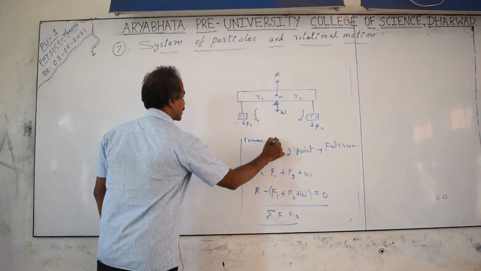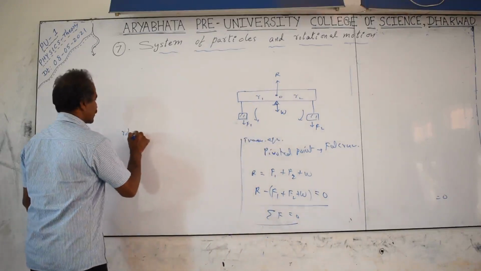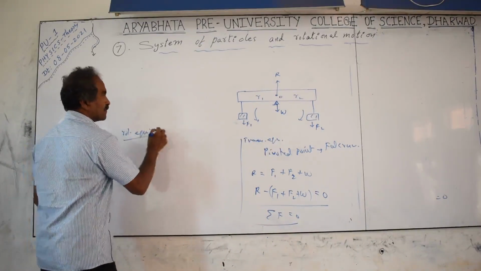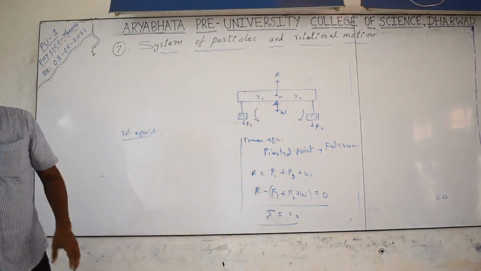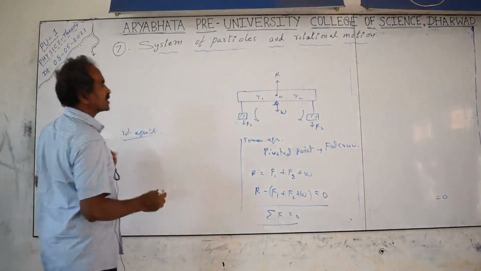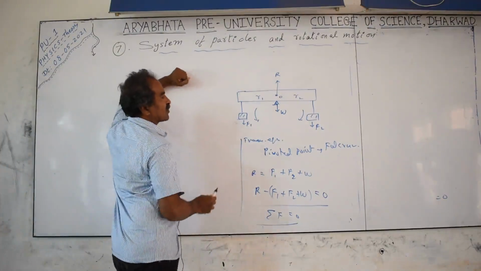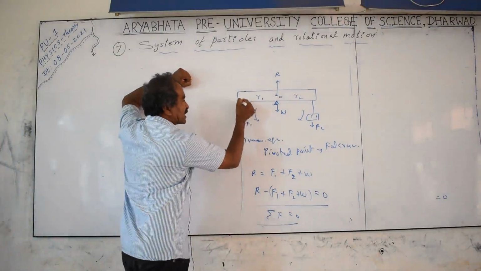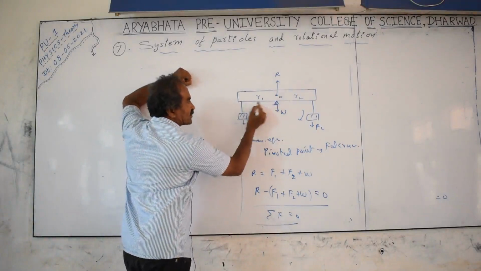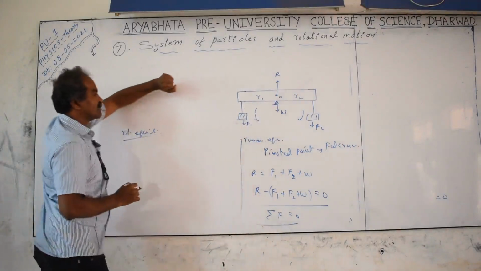If you want to consider rotational equilibrium, the torque should be 0. What is the torque acting here? Torque is nothing but force into perpendicular distance. The force is F1 acting here, and the perpendicular distance from the axis of rotation is R1. So what I take is tau 1.